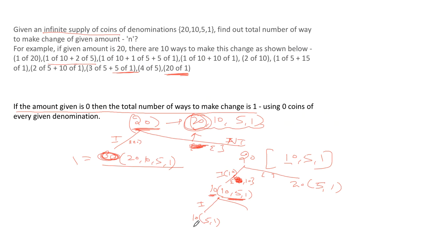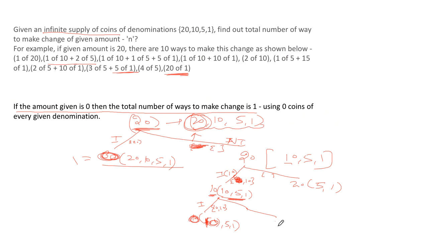Is it included? Then if it is included, it should be 0. 0 and with 10, 5, 1. And here it will be 10, 10. No, 0, 5, 1. Right? Again, I have included 10. The denomination remains the same here. Only when not included, then it goes.